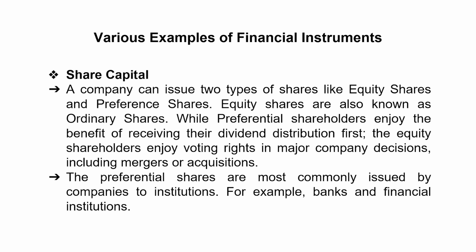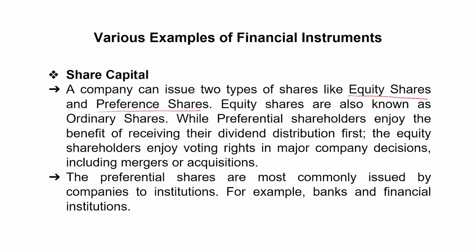So, we discuss various examples of financial instruments here. The very first is the share certificate, and that relates to the share capital of the company. A company can issue two types of shares: equity shares and preference shares. Equity shareholders are considered the owners of the company. In comparison of equity and preference shares, preference shareholders are given preference at two times in respect of their shares. The very first is at the time of dividend. At the time of dividend, the first right is given to the preference shareholders.